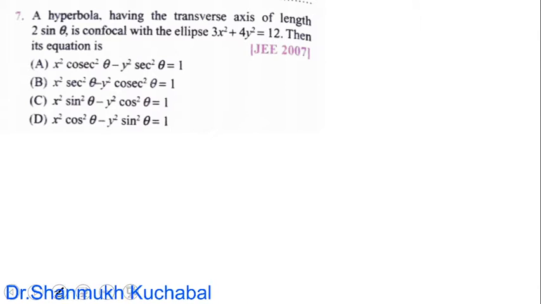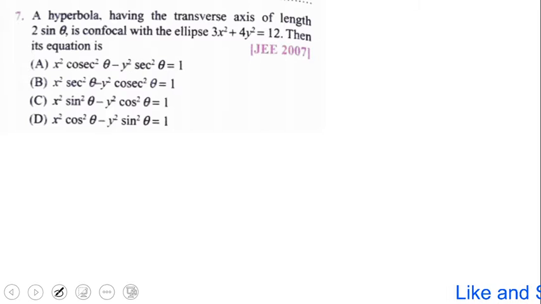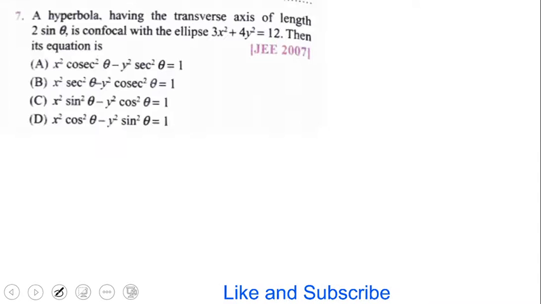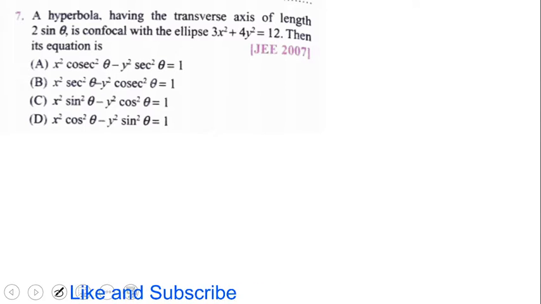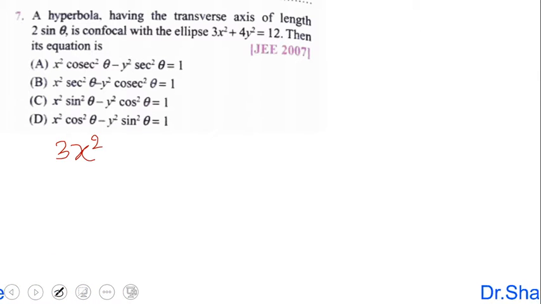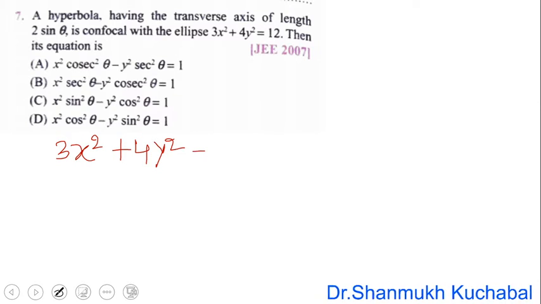The question is: the hyperbola having the transverse axis of length 2 sin θ is confocal with the ellipse 3x² + 4y² = 12, then its equation is. We have to find which among the following is the right answer. They have given the equation of an ellipse, 3x² + 4y² = 12.